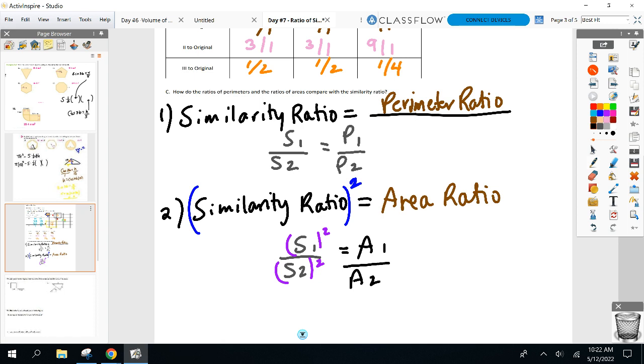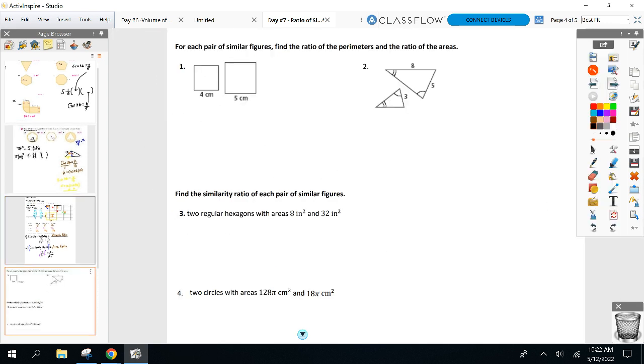Anything before we start applying this? Hopefully, if it doesn't make sense now, once we start doing a couple problems, it'll be all right. All right, let's see what you got.